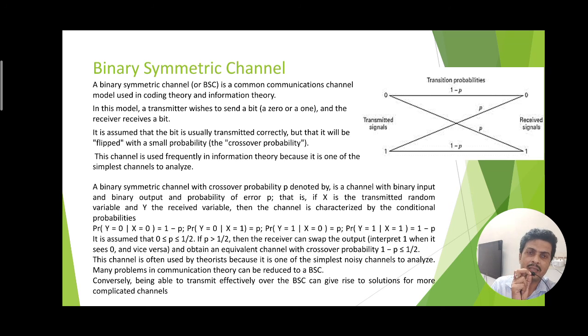So it is assumed that 0 is less than p less than or equal to half. If p is greater than half, then the receiver can swap the output, that means interpret 1 when it is seeing 0, and vice versa, and obtain an equivalent channel with crossover probability 1 minus p less than or equal to half.